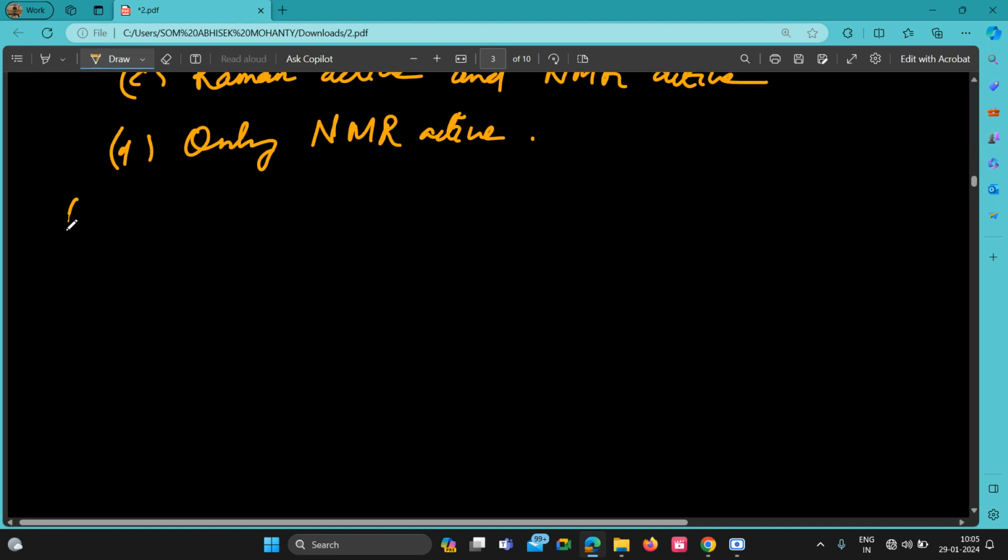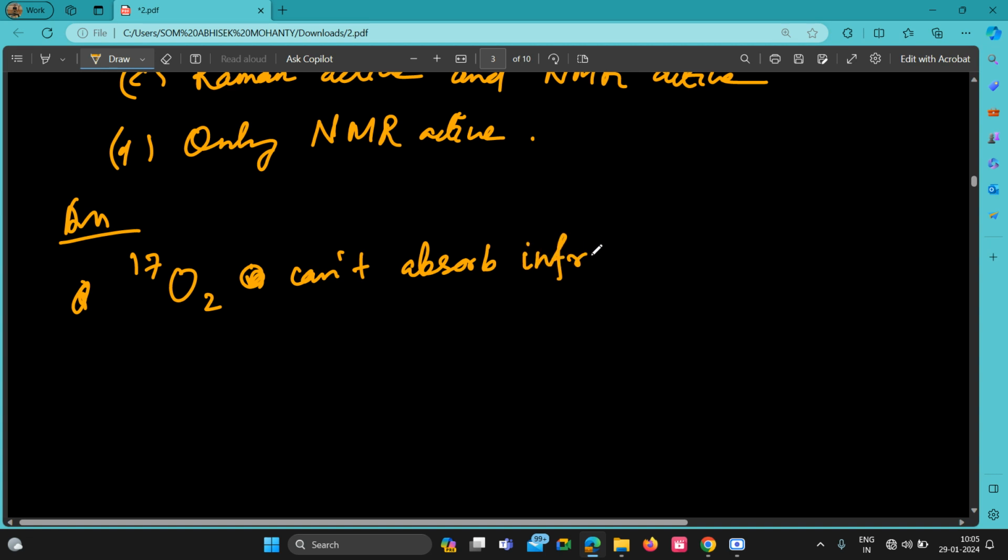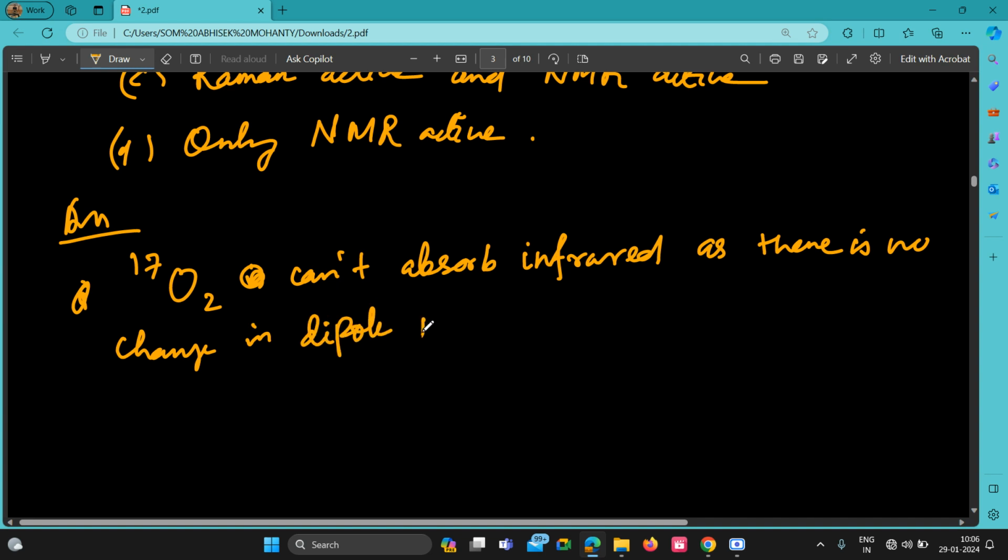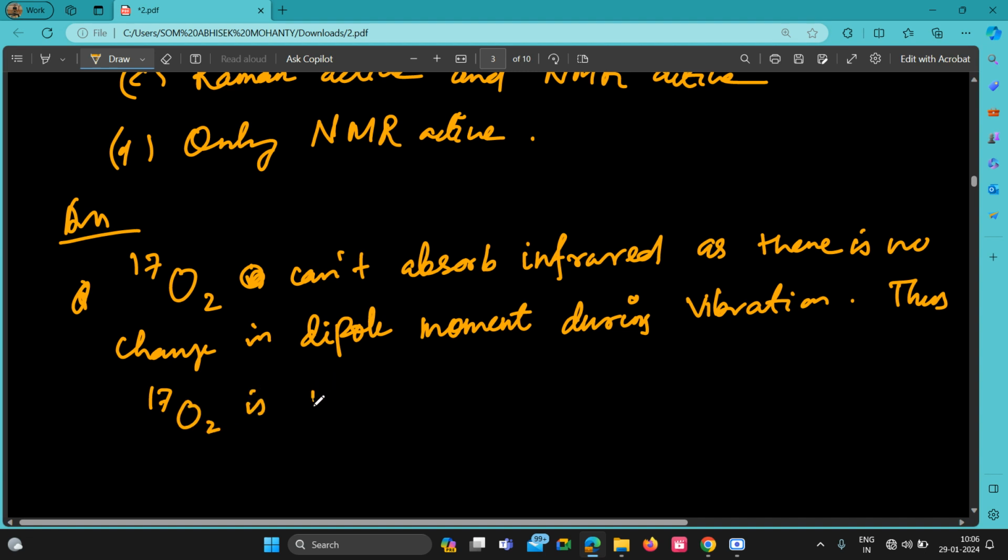See, oxygen is the answer. Your oxygen molecule cannot absorb infrared as there is no change in dipole moment during vibration. Thus, O2 is infrared inactive.